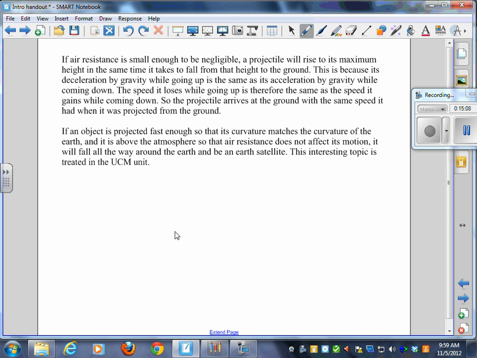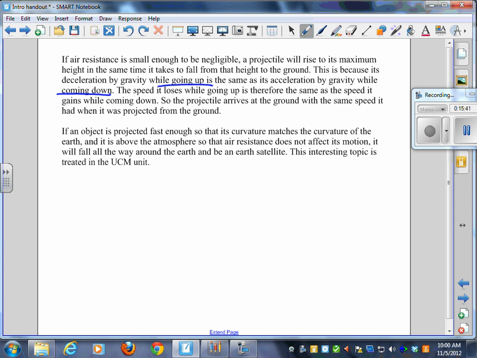Okay, last little bit here. If air resistance is small enough to be negligible, a projectile will rise to its maximum height in the same time it takes to fall from that height to the ground. In other words, the time up is going to be the time down. Guys, give me like 1 more minute. Calvin. This is because its deceleration by gravity while going up is the same as its acceleration by gravity while coming down. The speed it loses while going up is therefore the same as the speed it gains while coming down. So the projectile arrives at the ground with the same speed it had when it was projected from the ground.